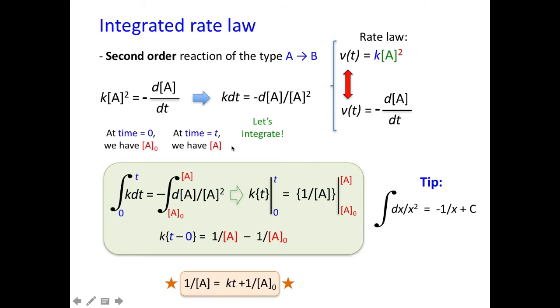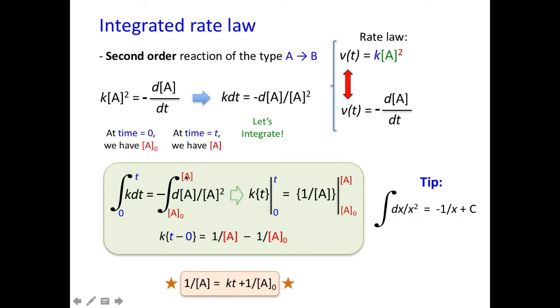Now, at time zero, we have the initial concentration of A. At time t, we have the final concentration of A. And now we just integrate, as I showed before. So it's a very simple integration. In this case, we have the limits from 0 to t on the left side. And on the right side, the limits are from the initial concentration of A to the concentration of A.